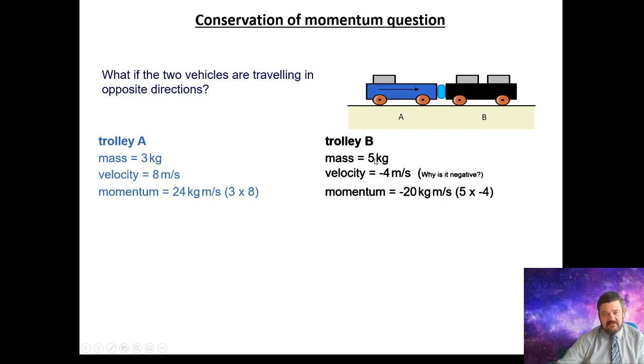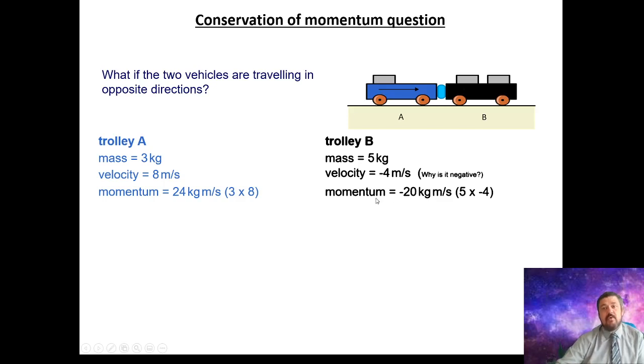Trolley B has a mass of 5 kilograms, but its velocity is minus 4 meters per second. You might ask yourself, why is it negative? That's because it's travelling in the opposite direction to Trolley A. One has to be the positive. Remember, velocity is a magnitude and the direction. A is positive that way, B must be negative this way.